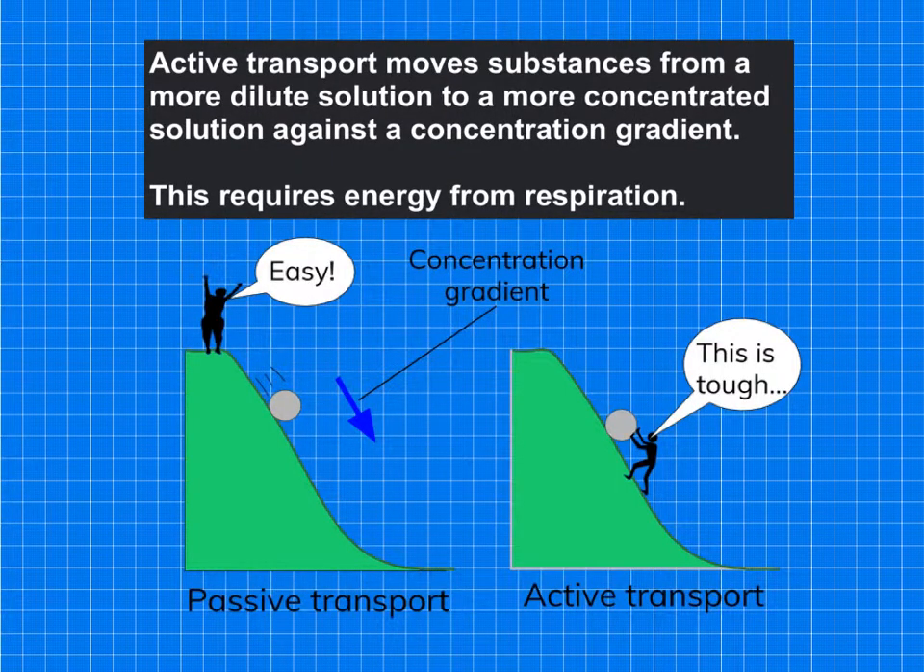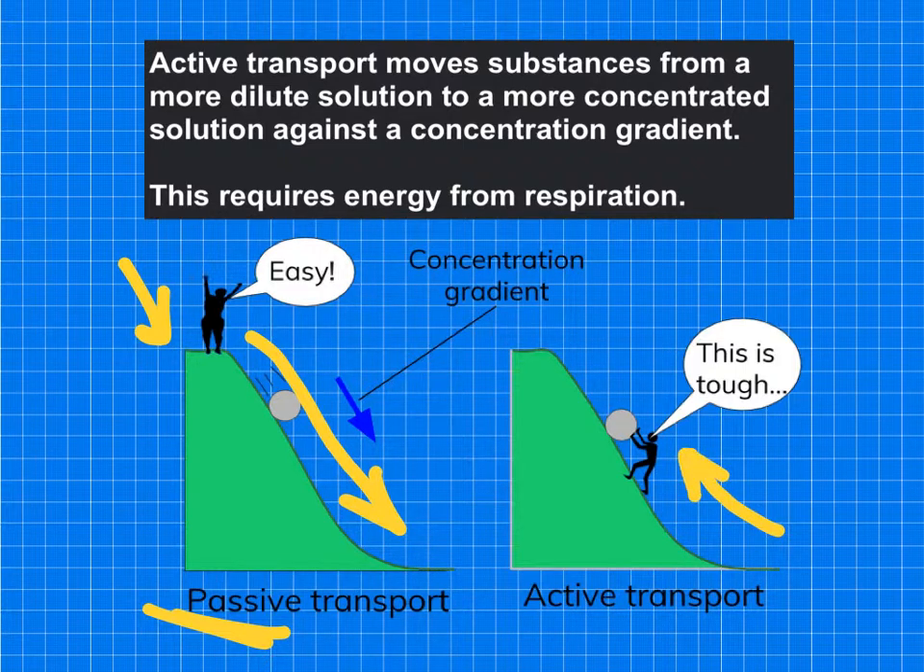Here's another analogy. On the left is diffusion. If you are rolling a boulder down a hill, it's pretty easy. It will just roll down on its own, and it's known as passive transport. Whereas active transport means that you're moving up against the concentration gradient. So that's going to take a lot more energy to move things against that concentration gradient.